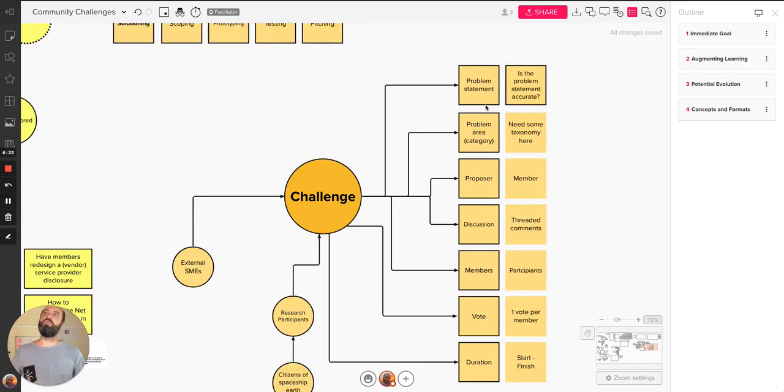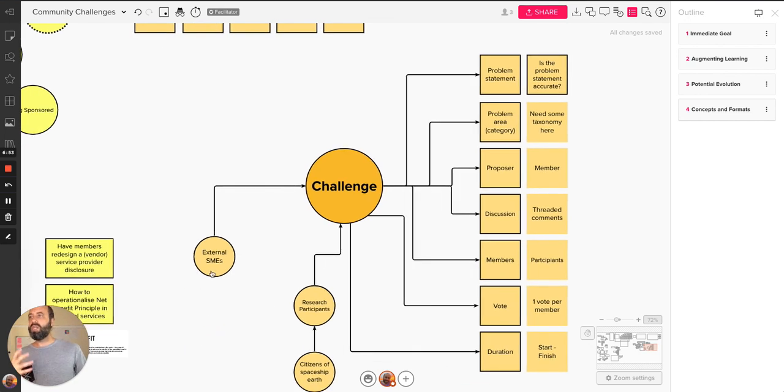So challenges will have a problem statement, fit within some area or category of problems. People propose them, there's discussions around them, there's people that participate, and people vote on things at different points in the process, and they have a start and a finish. So that relates to the constraints. Subject matter experts come in from different fields to support in solving some of these problems.